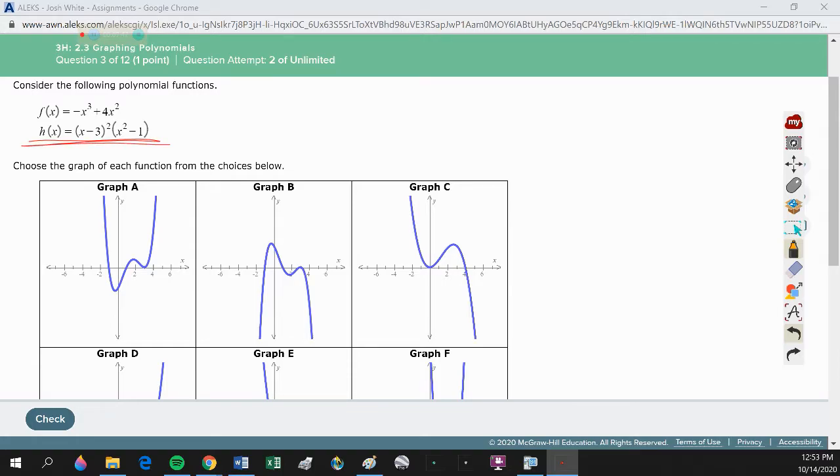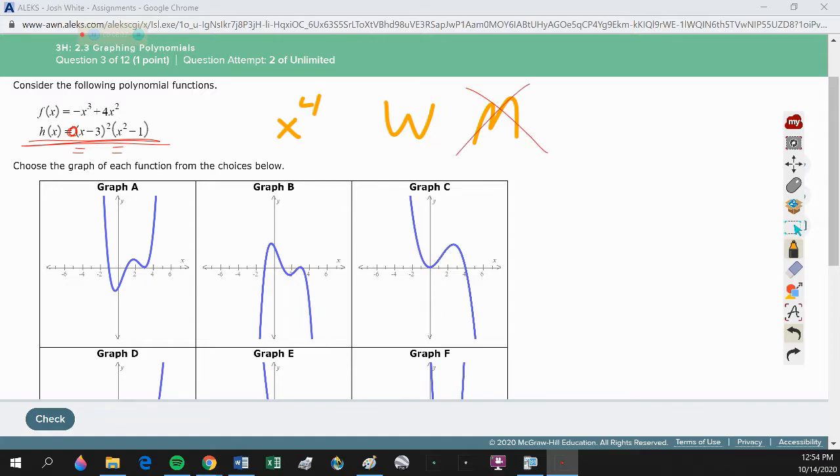How many x's are there? 4, right? 1, 2, 3, 4. Does everybody understand that? Okay. So we have an x to the 4th, which means it's either a w or an m. This one is a w because there is a positive right there. All right, so it's not an m.